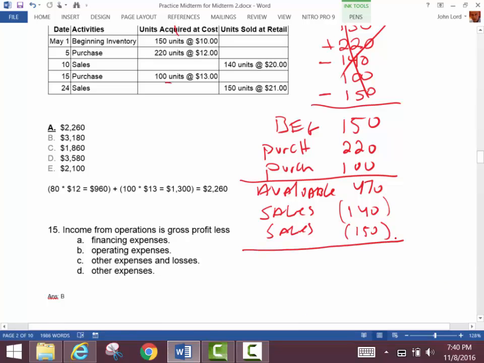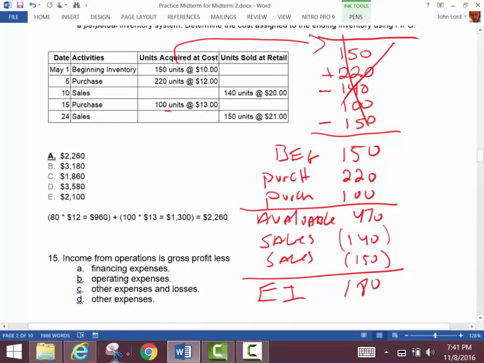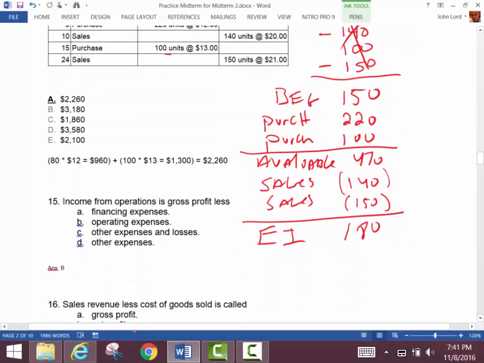Okay, so now I have an ending inventory, then what? I know that I have 180 items in ending inventory, don't I? Okay, and since they're asking me ending inventory, and it was what method? First in, first out. Okay, then I know that 100 of those are going to be these $13 ones, aren't they? So 100 times 13 for those is going to be what, 1,300?